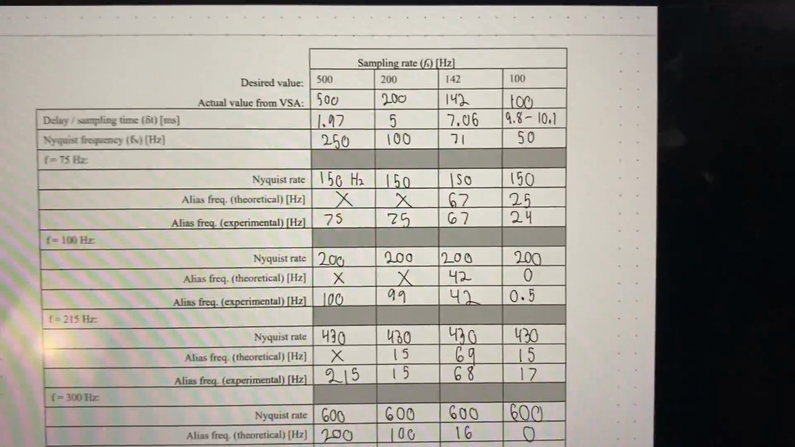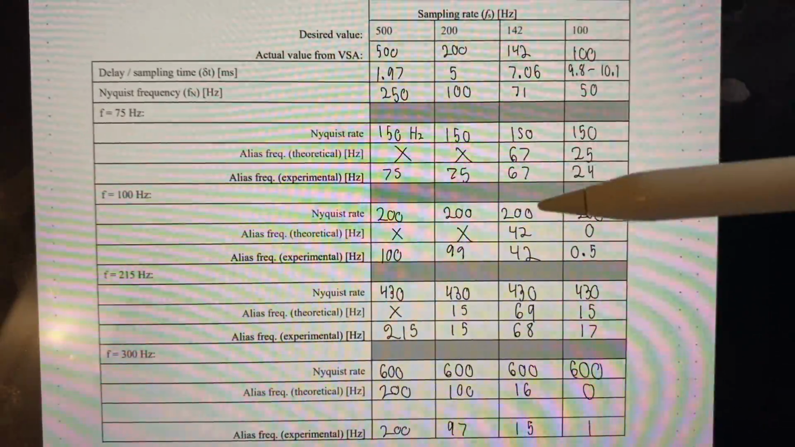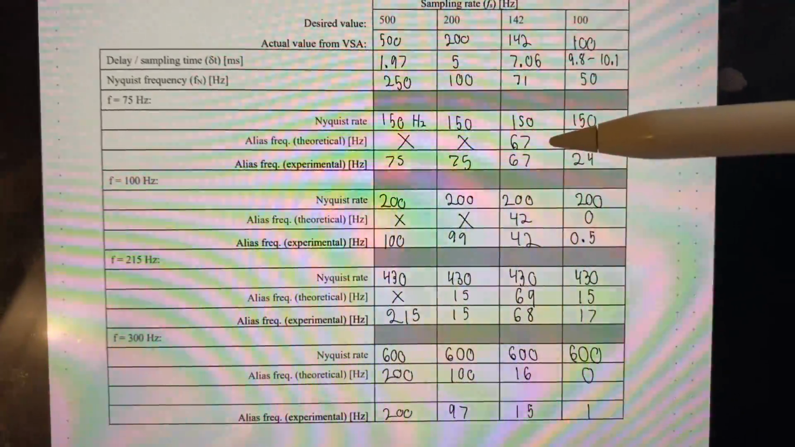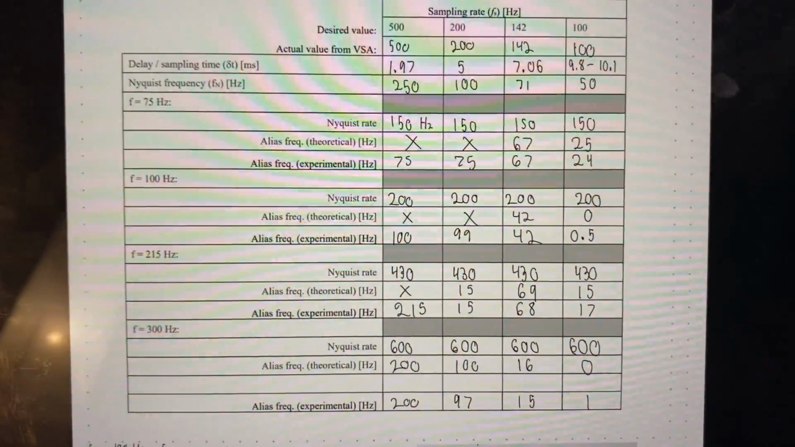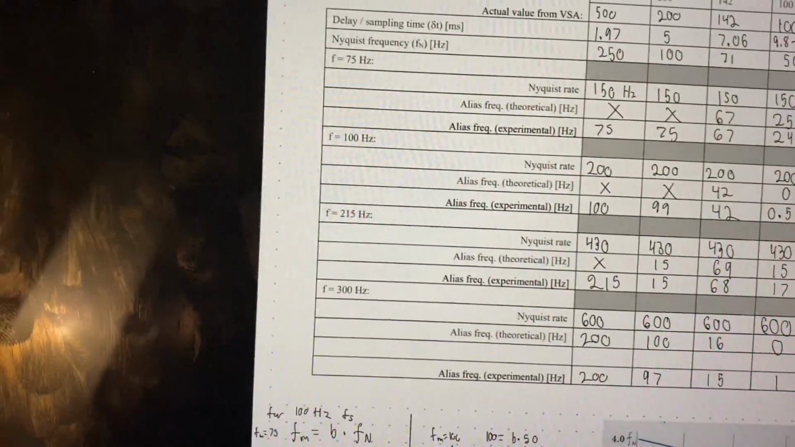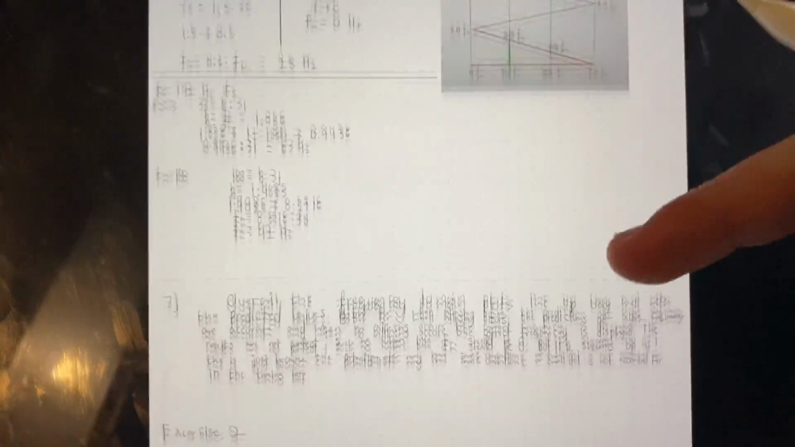And going up to the table, seeing 142 Hertz sampling, measuring a 75 Hertz signal, both the theoretical and experimental aliasing was 67 Hertz, as expected.